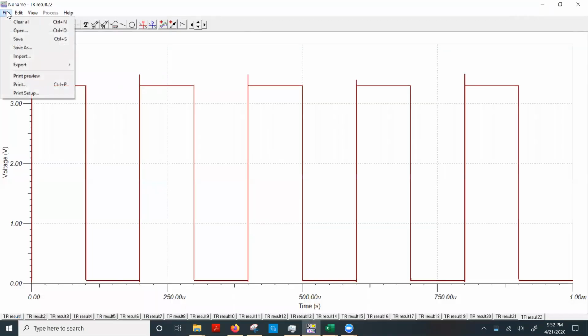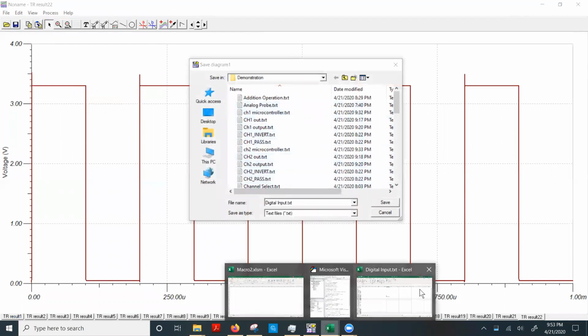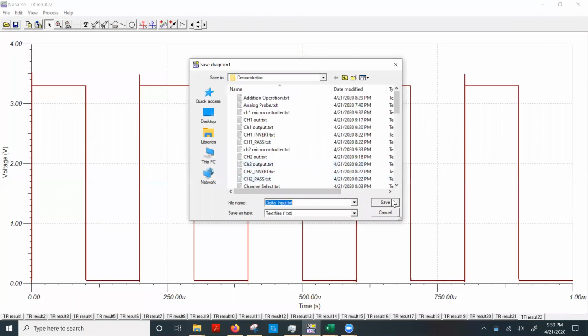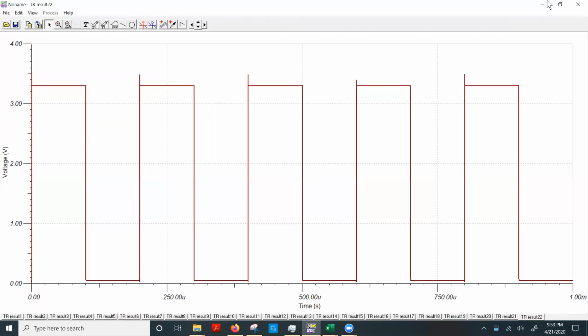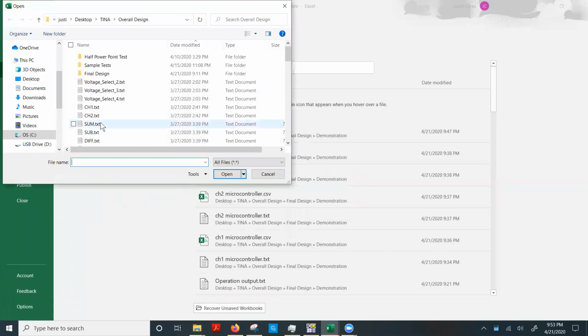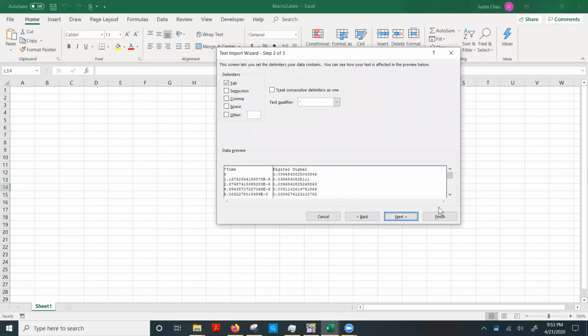So in order to get it to the microcontroller, we have to first export it out as a text file. So we're going to call this digital input. Let me X out the old digital input. I'm not going to save that, so that way I can overwrite this digital input with the new digital input. All right, so now I can open that digital input file in Excel. I open it up here, where digital input is. All right, tab delimited as normal.